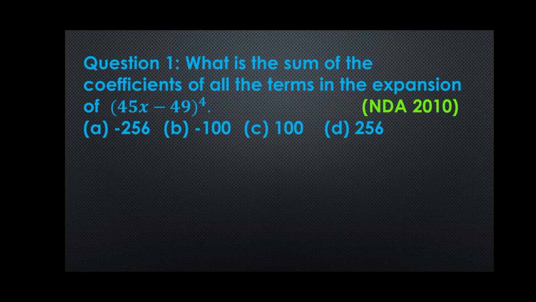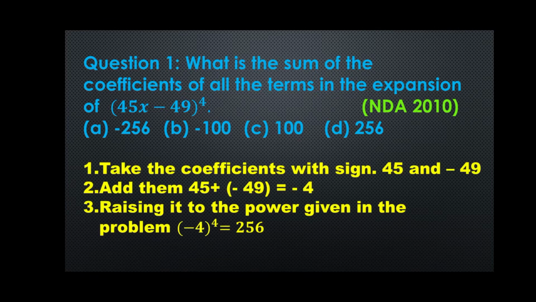For example, what is the sum of the coefficients of all the terms in the expansion of (45x minus 49) power 4? Take the coefficients with sign, that is 45 and minus 49. Then add them. 45 plus minus 49 is equal to minus 4. Raising it to the power, we get minus 4 power 4. We will get 256.